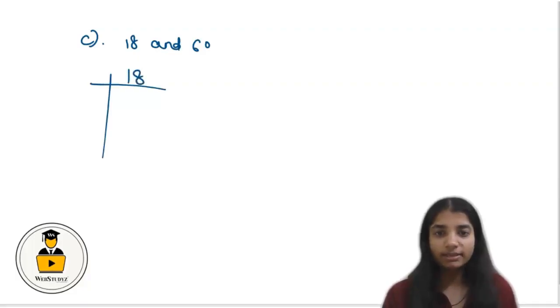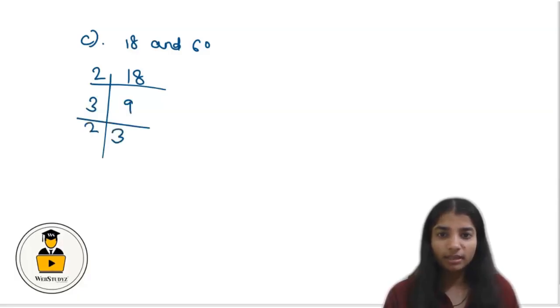In part C of the question, we have to find the HCF of 18 and 60. Finding their prime factors, it is 18, and it is clearly visible that 18 is divisible by 2. When we divide 18 by 2, we get 9. And 9 is divisible by 3. When we divide 9 by 3, we get 3. 3 is divisible by 3, and we get 1.